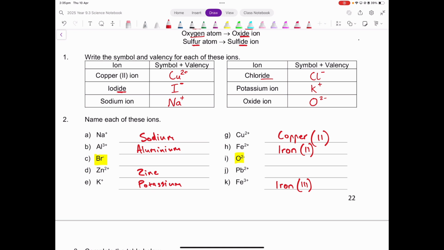Okay. So our final metal was lead, and this is before we jump into the final two, which was bromine, which gets turned into bromide, and oxygen, which gets turned into oxide. So here's what I will have you do now. The very final thing for our lesson today.